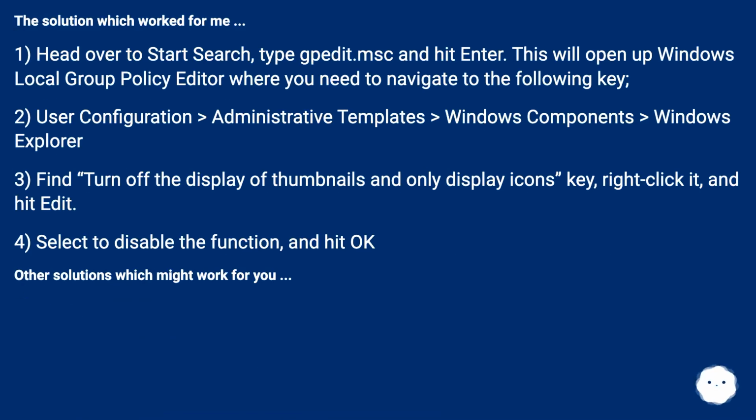The solution which worked for me. 1. Head over to Start Search, type gpedit.msc and hit Enter. This will open up Windows Local Group Policy Editor where you need to navigate to the following key. 2. User Configuration > Administrative Templates > Windows Components > Windows Explorer. 3. Find the key "Turn off the display of thumbnails and only display icons", right-click it, and hit Edit. 4. Select to disable the function, and hit OK.